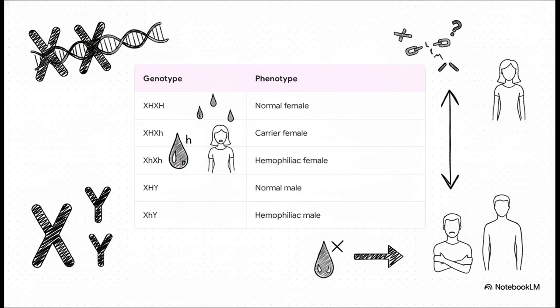But because males only have 1 X chromosome, a single defective recessive allele guarantees they'll suffer the effects of the disease. There's literally no second X chromosome to act as a backup and mask it. This is exactly why X-linked recessive diseases overwhelmingly affect men. And actually, it's the exact same reason why red-green colorblindness is so much more common in men than in women.